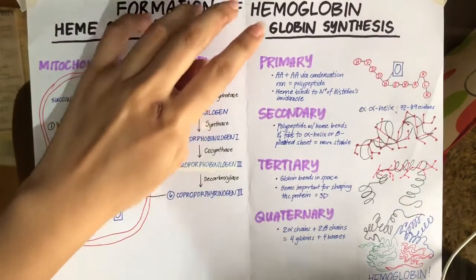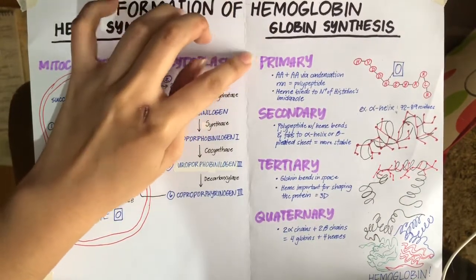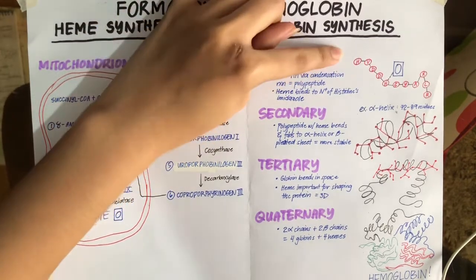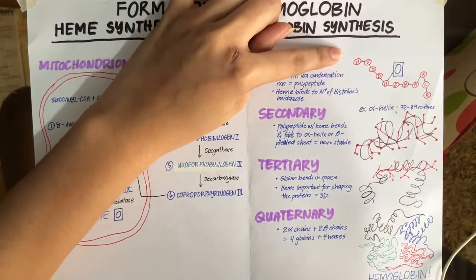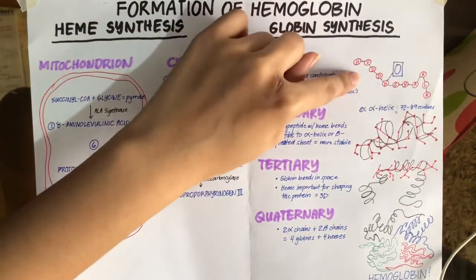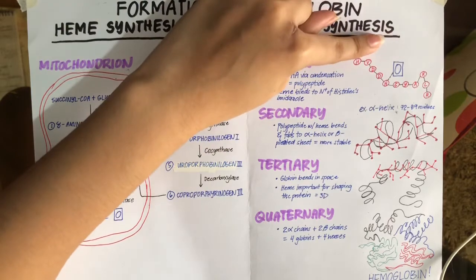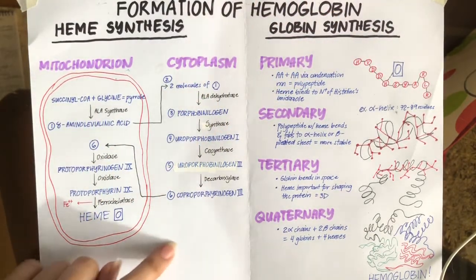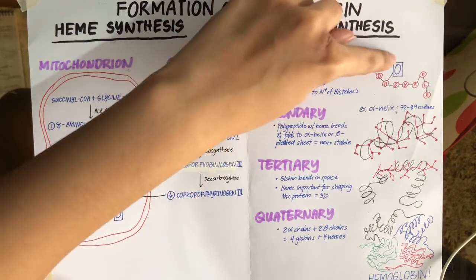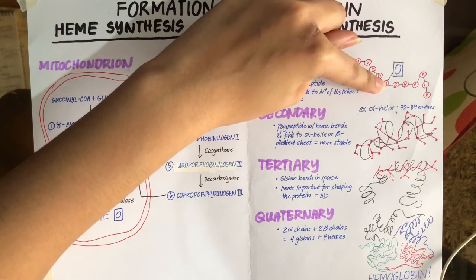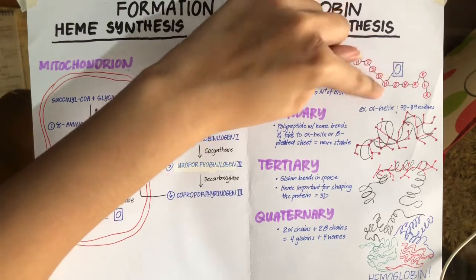So for the globin synthesis, it starts with the primary structure wherein various amino acids will join together in order to form a polypeptide via the condensation reaction. This would result in a water molecule product. Next, the heme, which is made here, will go to the polypeptide and will attach itself specifically to the nitrogen positive atom of the histidine imidazole.